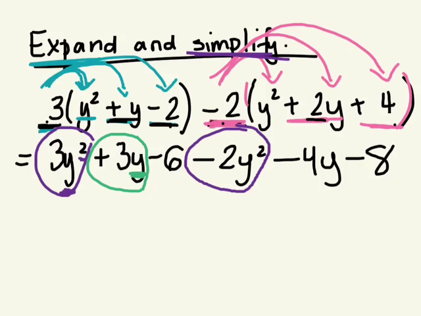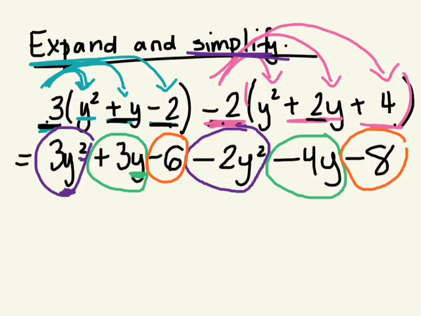We have a term with a y. Are there any other terms that have y? Negative 4y. Good. And that's it. And then last but not least, negative 6, negative 8. Good. We have 2 terms that are just numbers, so just constant terms.